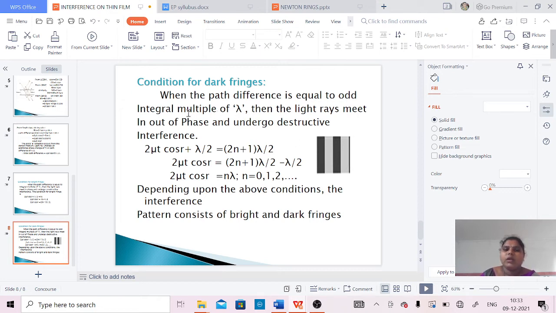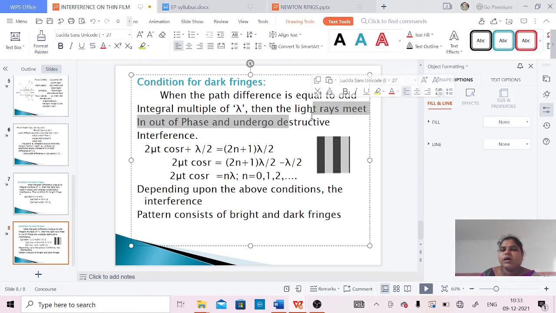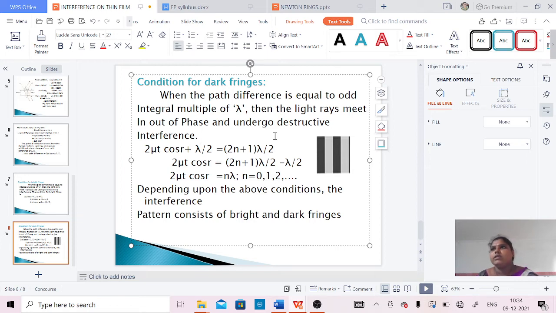Now, when the path difference is equal to the odd integral multiple of lambda, the light rays meet out of phase and undergo destructive interference. So 2 mu t cos r plus lambda by 2 equals (2n plus 1) into lambda by 2. From here, 2 mu t cos r equals (2n plus 1) into lambda by 2 minus lambda by 2. So 2 mu t cos r equals n lambda. Depending upon the above conditions, the interference pattern consists of alternating bright and dark fringes.